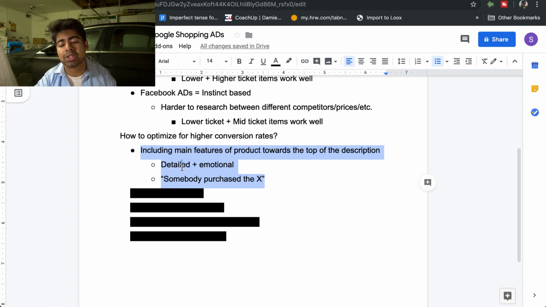In addition, again, make sure your description is as detailed as possible and emotional, but don't exceed the 300 word limit, because at that point it gets too jumbled up with text and it could actually decrease your conversion rates, because again, people hate looking at big blocks of text.